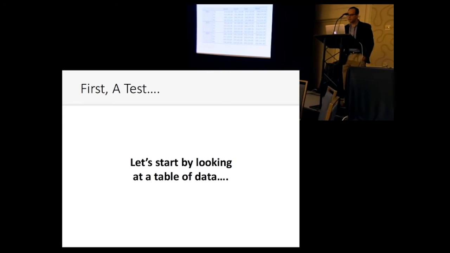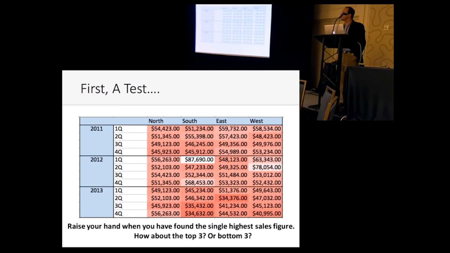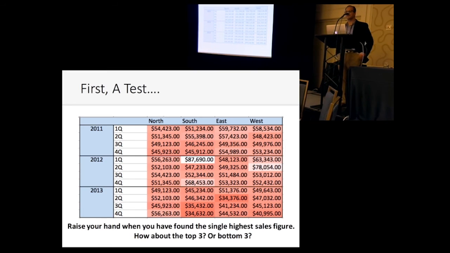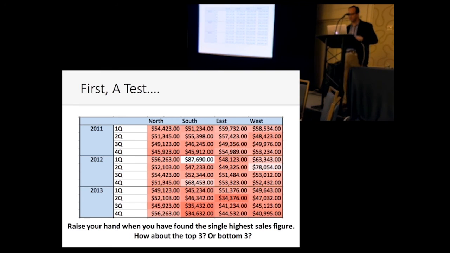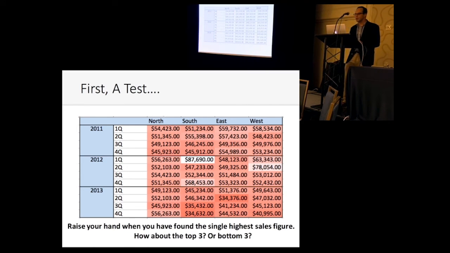Okay? So here's a table of data, which should look familiar to most of us. We often look at tables like this and try and make sense out of things. This one is a summary of sales data for 3 years by 4 different regions and broken down into quarters. Okay, so we have 4 quarters each year. So what I'd like to do is ask you to look at this table and raise your hand when you answer my question, which is, which quarter and which region has the highest sales figure?